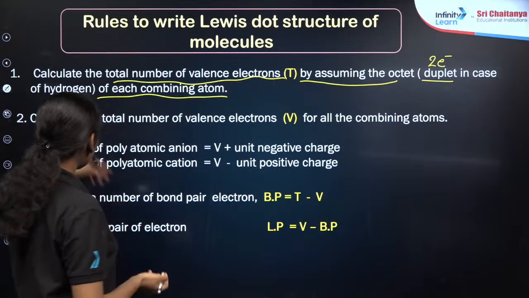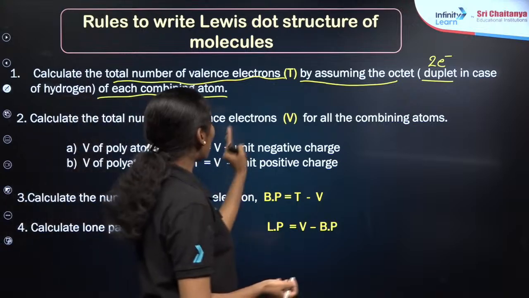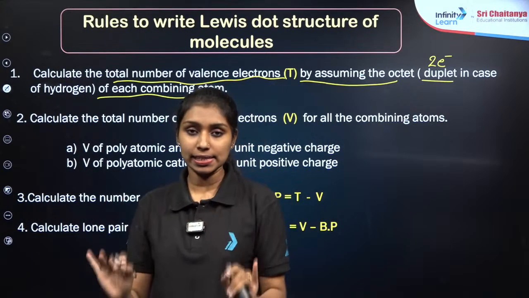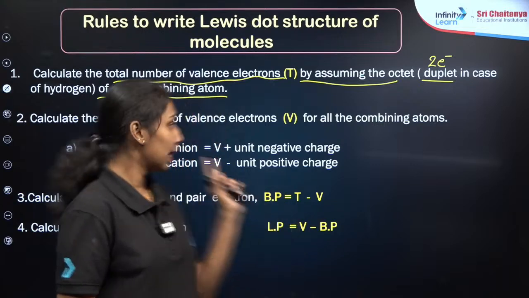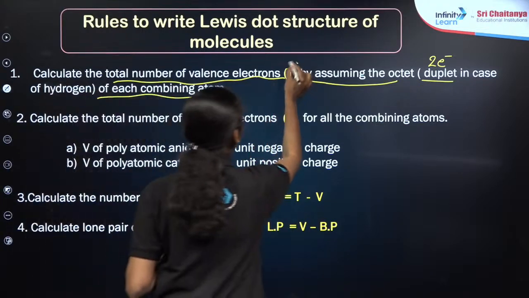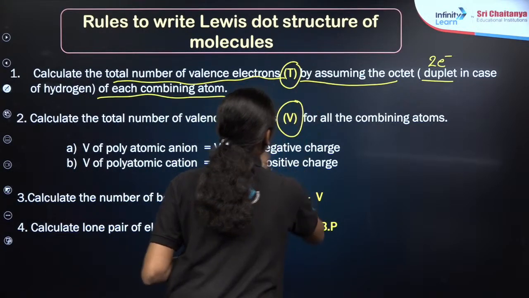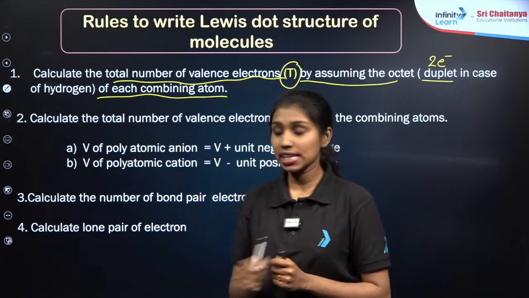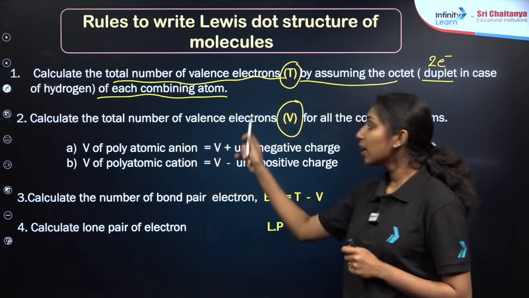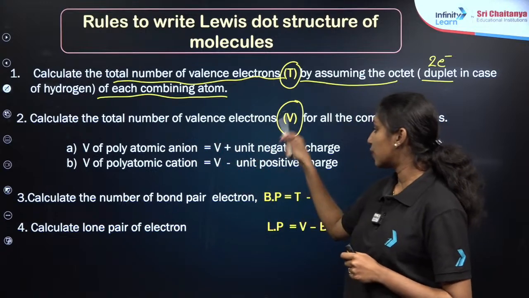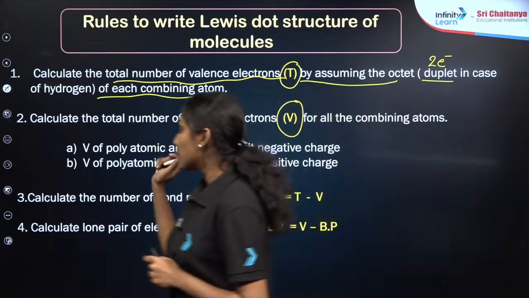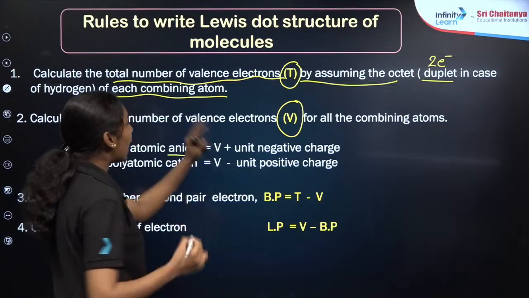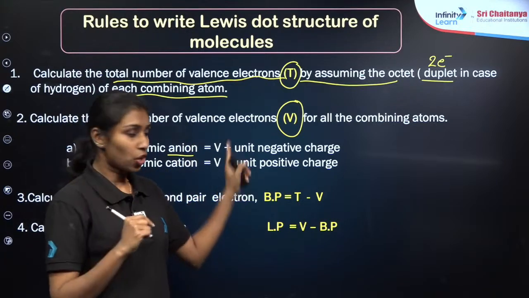Then, what about the second rule? Calculate the total number of valence electrons for all the combining atoms, V. Then, if the atom contains any positive or negative charge, there is a separate rule to calculate V, the total number of valence electrons for the atom. If the given atomic compound is an anion, we will find V by adding the unit negative charge to it.